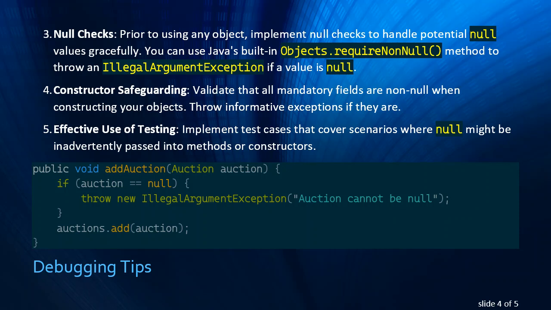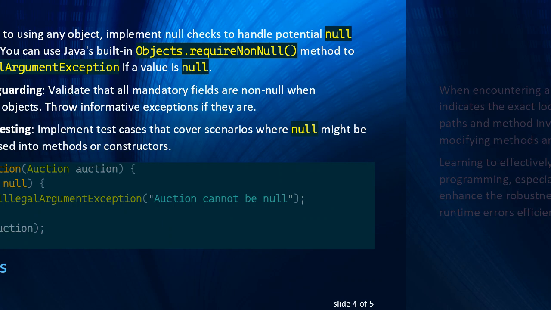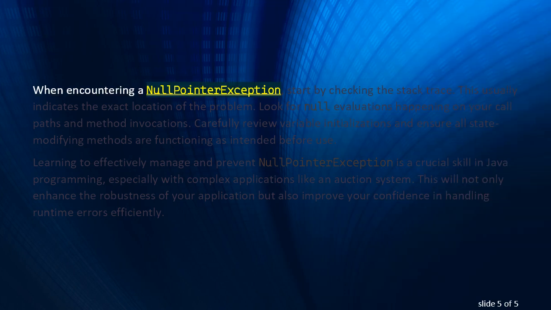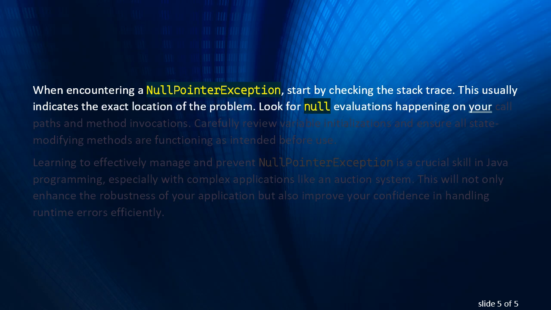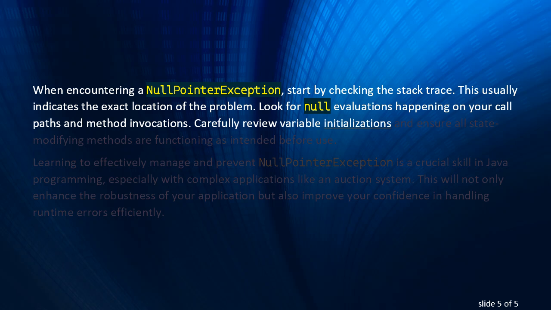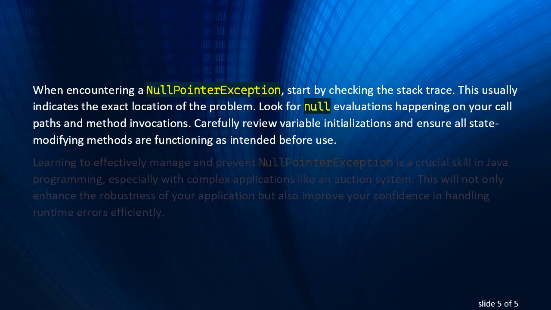Debugging tips. When encountering a null pointer exception, start by checking the stack trace. This usually indicates the exact location of the problem. Look for null evaluations happening on your call paths and method invocations. Carefully review variable initializations and ensure all state modifying methods are functioning as intended before use.